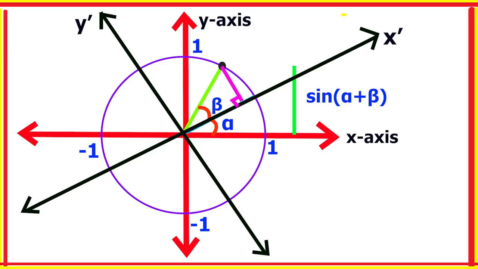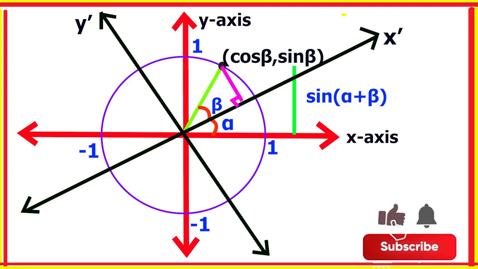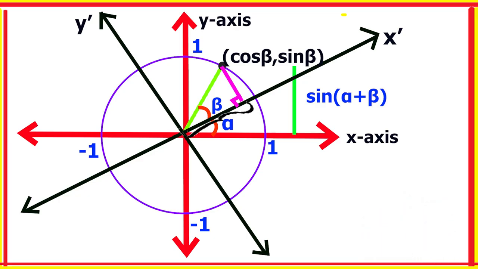In that case, angle beta has the positive x prime axis as the initial side, and the green line as the terminal side of angle beta. From the definition of trigonometric functions using the unit circle, that point is cos beta, comma sine beta. So the length of this line segment, the pink one, is sine beta, and from the origin up to this point is cos beta.